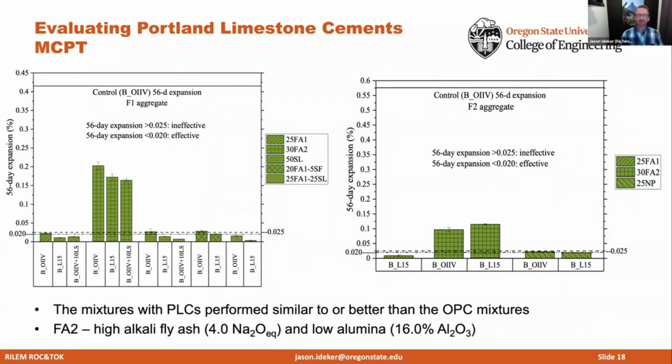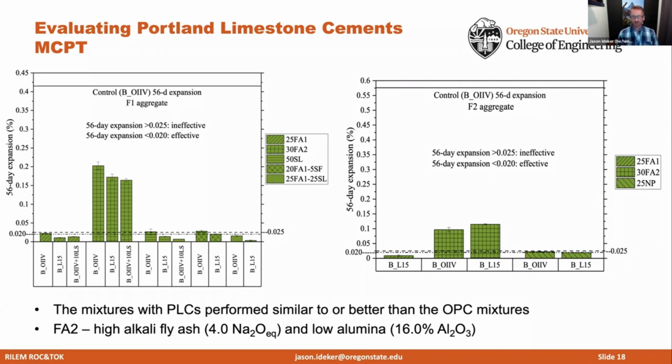We've also been doing some work recently on looking at how Portland limestone cements affect prevention methods. This was work done in that miniature concrete prism test. And what you can see is there's basically sets of 3 groupings of bars. The first bar in each grouping is a parent Portland cement without any limestone in it. The second is a 15% replacement of intergrown limestone. And the third bar is a 10% replacement of interground limestone. So really the main takeaway from this is that the mixtures with Portland limestone cements really perform similar or even better than the parent Portland cement mixtures on their own.